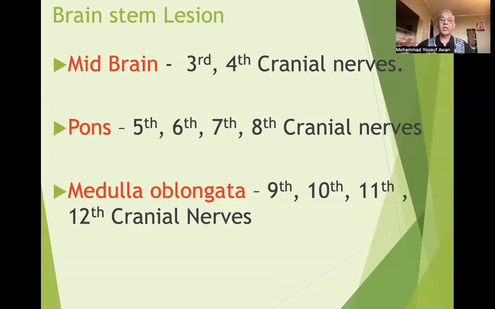If on clinical examination you find a third nerve lesion, that means the problem is in the midbrain. If there is a fourth nerve lesion, the problem is also in the midbrain. Usually a lesion in the midbrain will cause both third and fourth nerve lesions. If the 9th, 10th, 11th, and 12th cranial nerves are involved, the problem is in the medulla oblongata. If the 5th, 6th, 7th, and 8th are involved, the problem is in the pons.